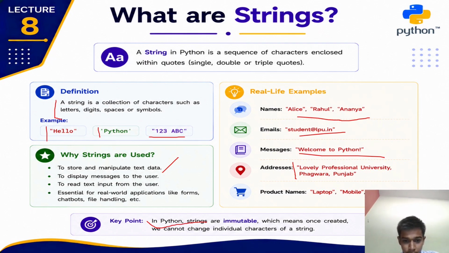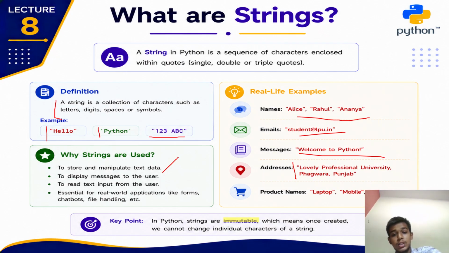Let me change it so you can see it properly. In Python, strings are immutable. What is immutable? Immutable means cannot be changed after they are created. This is called immutable. So in Python, once a string is created, we cannot directly modify an individual character inside it. If we want to make changes, we usually create a new string instead.